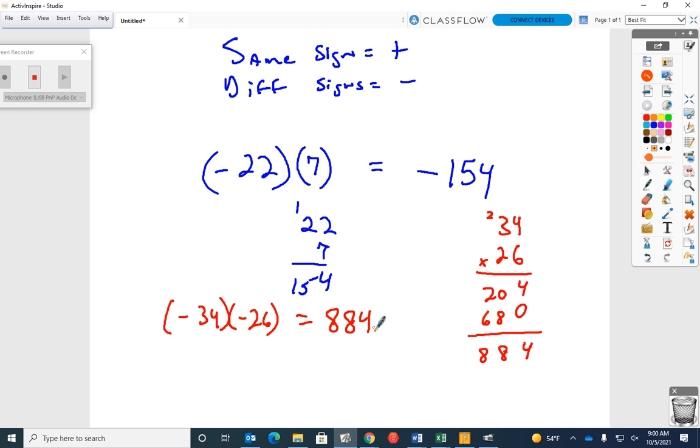Positive. Same signs? Positive. Different signs? Negative. Same signs? Positive. Different signs? Negative. Same signs? Positive. Different signs? Negative. Same, different signs? Just kidding.